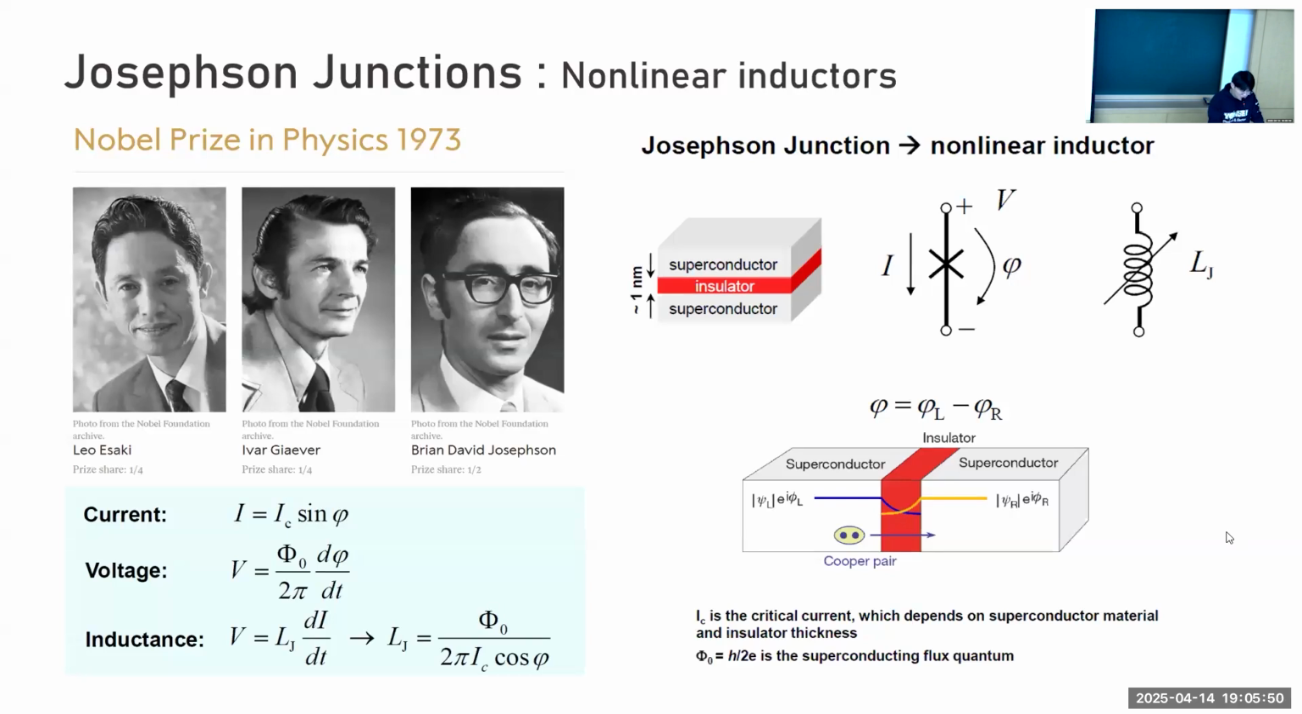We don't use a harmonic oscillator in superconducting qubits because harmonic oscillators have some problems in implementing qubits. So we use this Josephson junction, which is a nonlinear inductor. These Josephson junction properties give some good properties in superconducting qubits. The current is proportional to sine phi, where phi is the flux in this junction. So we can make some nonlinearity in this junction.